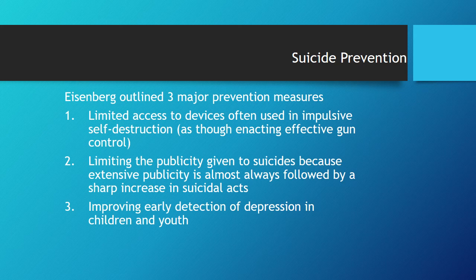Suicide prevention, three measures are there. Limited access to devices often used in impulsive self-destruction, that is, keep sharps away. Limiting the publicity given to suicides, because extensive publicity is almost always followed by a sharp increase in suicidal acts, because people tend to have vicarious learning or observational learning. Improving early detection of depression in children and youth is required.